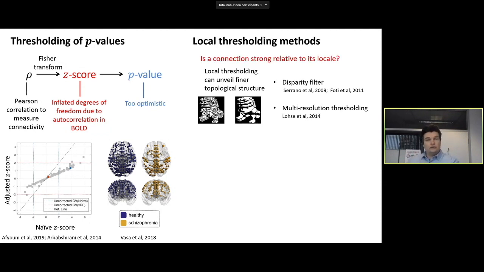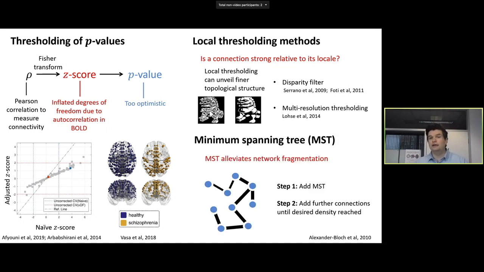Another approach is local thresholding. What I've discussed here are global thresholding methods, where we apply one global threshold across the whole network. There can, however, be locales within a network where a connection is strong relative to its neighboring connections, but within the global network it's weak, and we might want to maintain those connections. There are approaches such as the disparity filter that allow us to do this. The other key concern is that if we threshold too severely, nodes can fragment. There are approaches such as the minimum spanning tree, which will guarantee against node fragmentation.